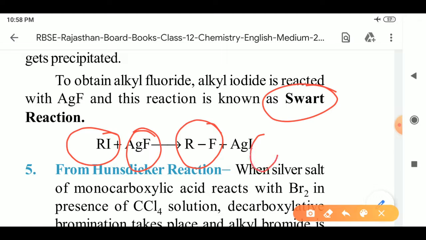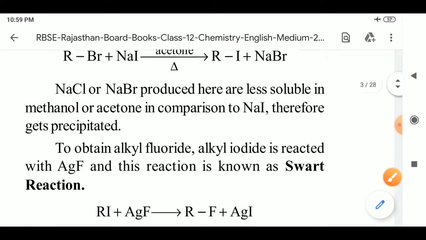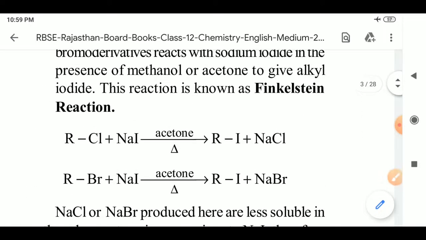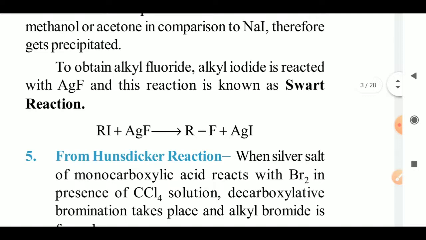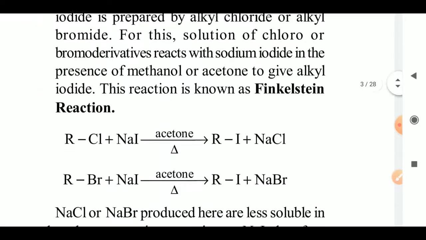You can also use CoF2, cobalt fluoride. You can also use Hg2F2, mercury fluoride. So AgF, CoF2, Hg2F2, these are metallic fluorides, and when RX reacts with metallic fluorides, it is converted into RF. So that reaction is known as the Swarts reaction. So in the Finkelstein reaction, there is a formation of iodide. In the Swarts reaction, there is a formation of RF. These two name reactions are considered as the halogen exchange method.